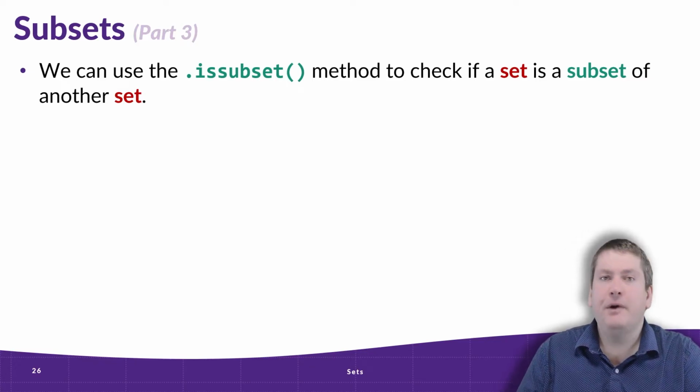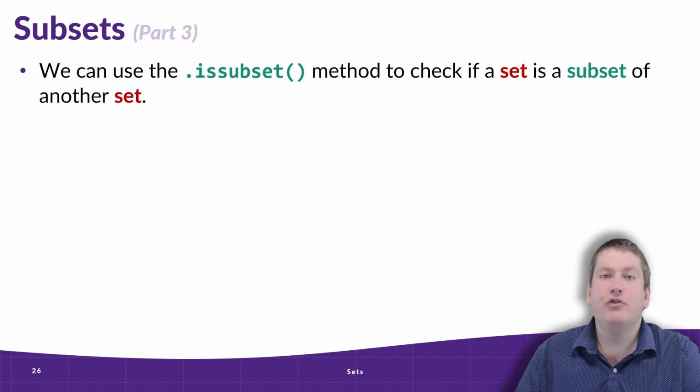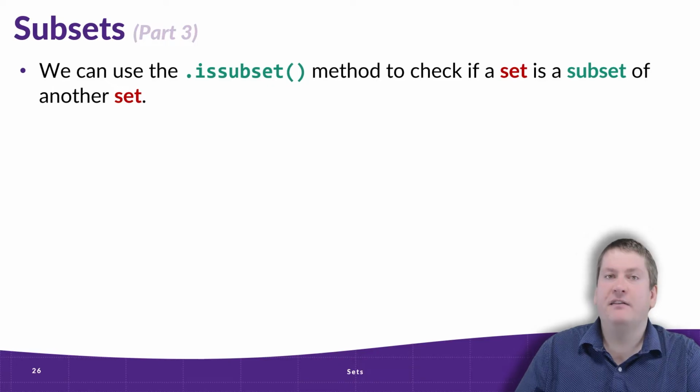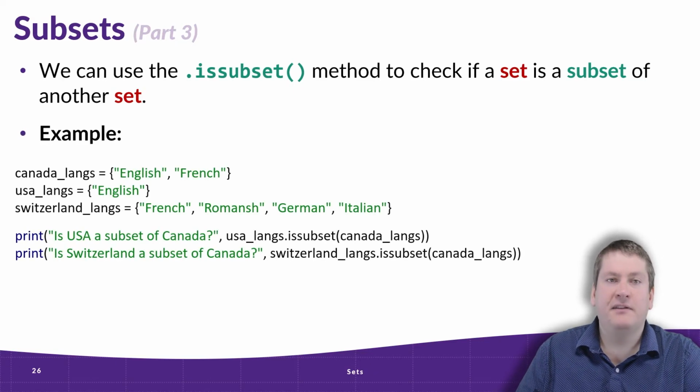So how can we evaluate if a set is a subset of another set in Python? Well, fortunately for us, Python provides the issubset method. This method will return true or false depending on if the set calling the method is a subset of another set. The method takes a single argument, which is the set to compare it with. Let's take a look at an example.